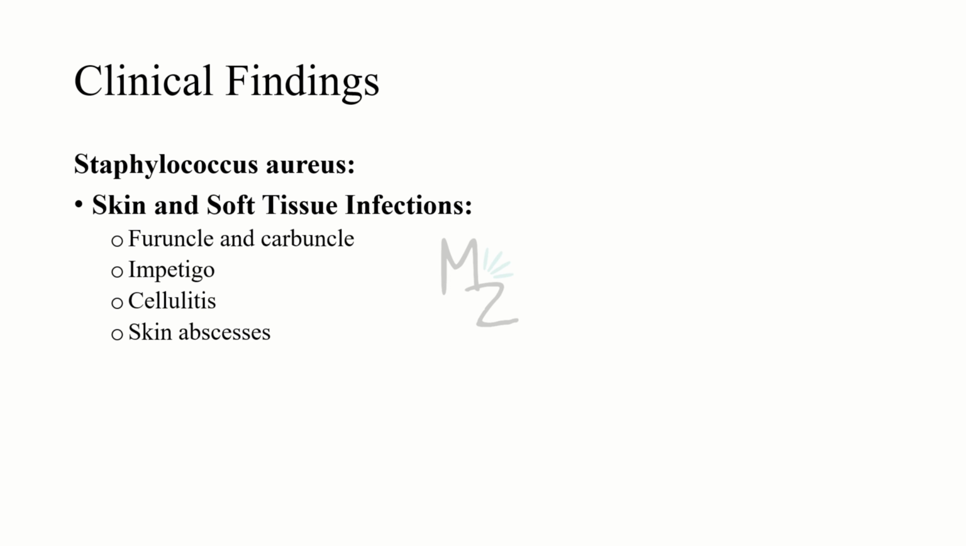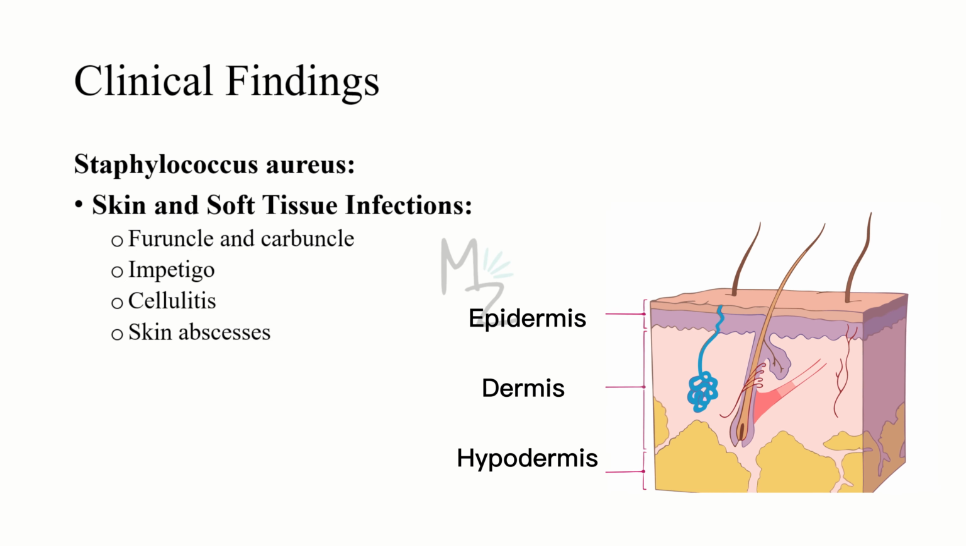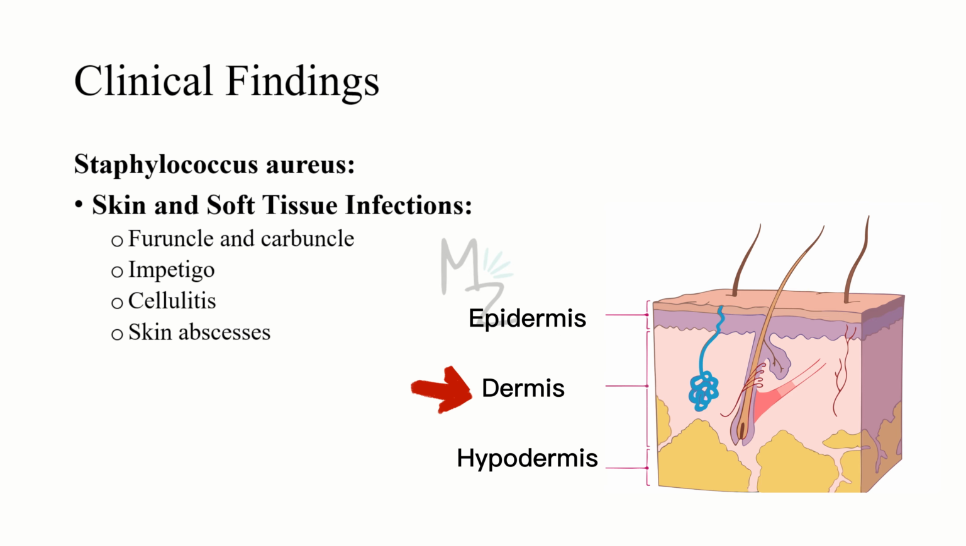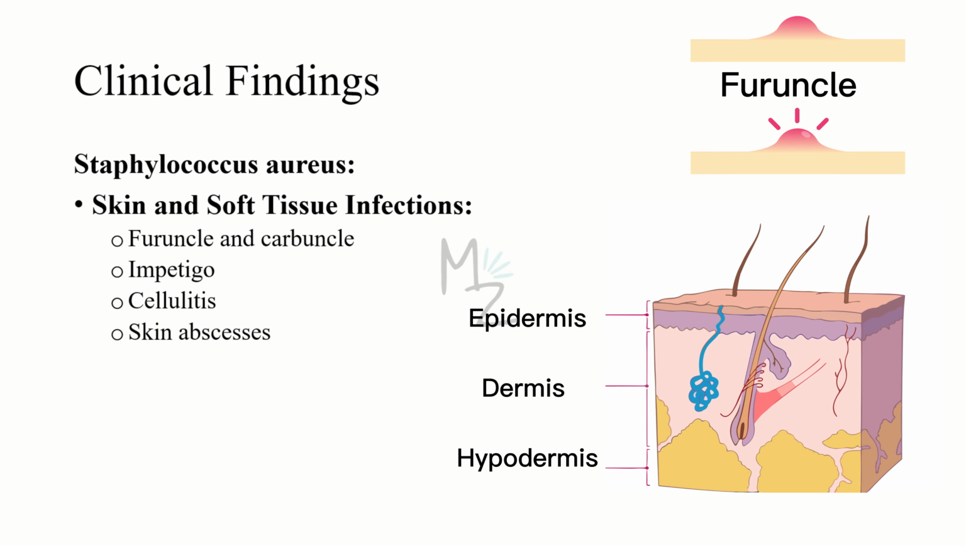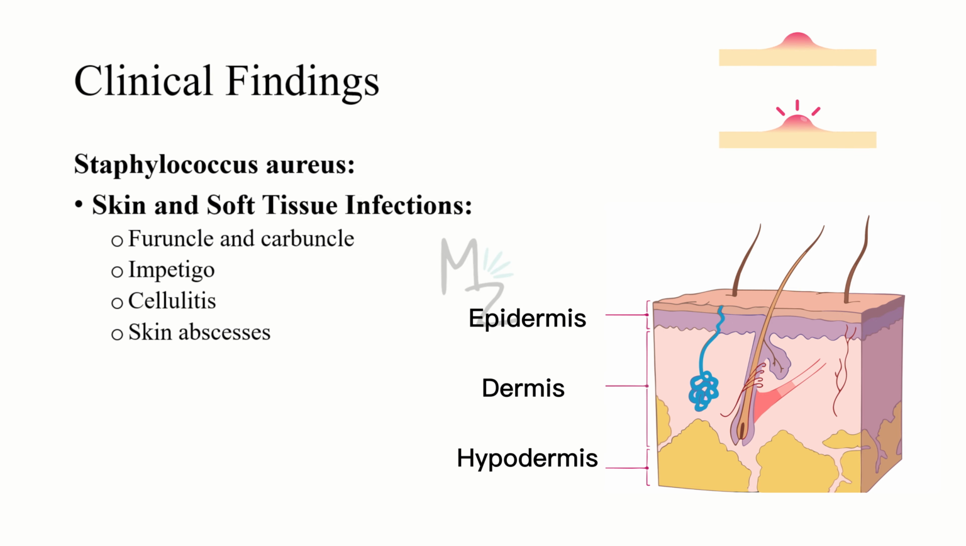Clinical findings. Staphylococcus aureus is responsible for causing many infections. Out of them, skin and soft tissue infections are really important. It is responsible for causing furuncle. Prior to explaining them, let me tell you that there are 3 layers of the skin. First one is epidermis, and we've got dermis and then hypodermis. If this infection is limited to epidermis and is causing boils, then this is called furuncle, and a combination of furuncles is called carbuncle. And if the infection involves dermis along with epidermis, then it is responsible for causing impetigo and cellulitis. And if the infection spreads down to other layers of the skin, it is responsible for causing skin abscesses.